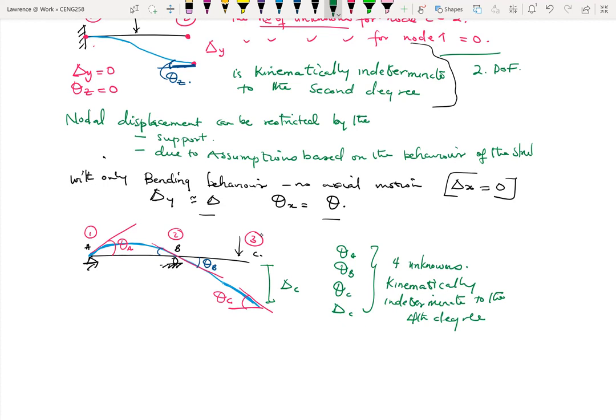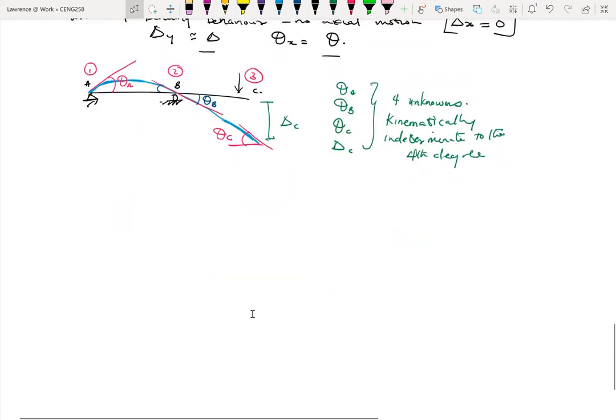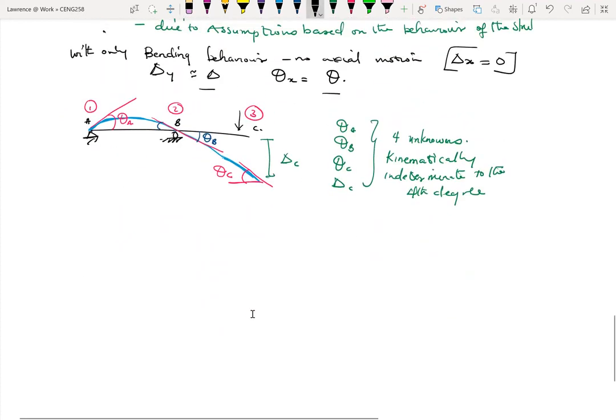Now let's look at another example. Let's say we have a frame.